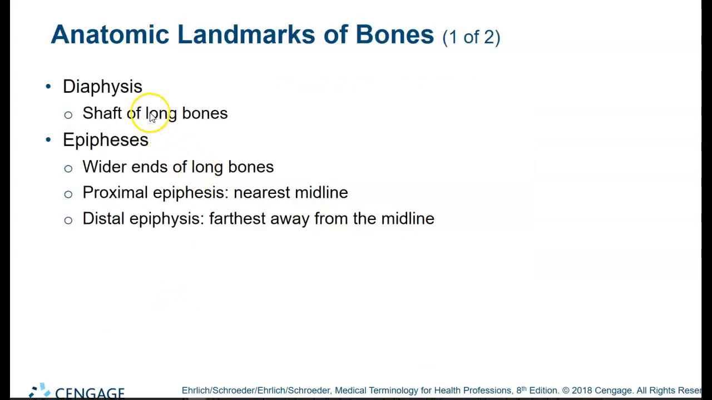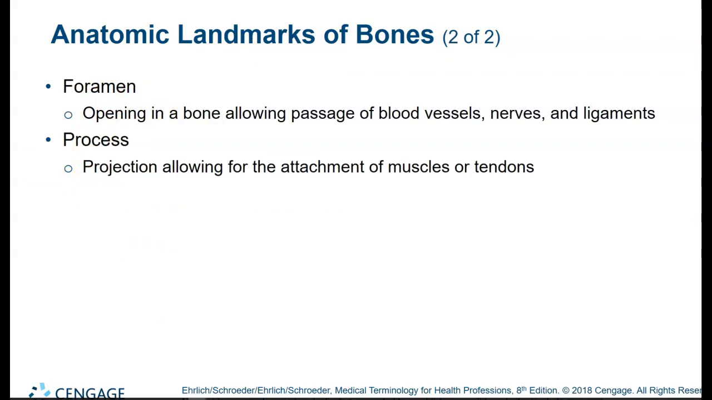Again, this goes into the anatomical landmarks of bones, the diaphysis, the epiphyses. You can read all about that in your text. Again, the foramen is going to be an opening in a bone that allows the passage of blood vessels, nerves, ligaments, spinal cord. And then a process is just a projection on the bone that allows for the attachment of muscles or tendons.